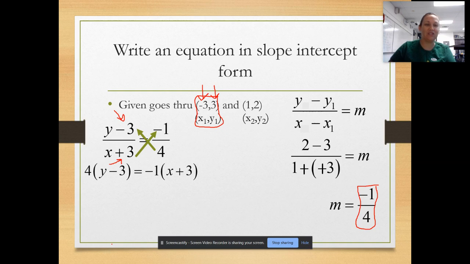So now I'm going to distribute the 4 to the y minus 3. And then when I distribute the negative 1 times x is negative x, and then negative 1 times a positive 3 will become a negative 3. Lots of negative signs in this problem. Be very careful and aware of your negatives.